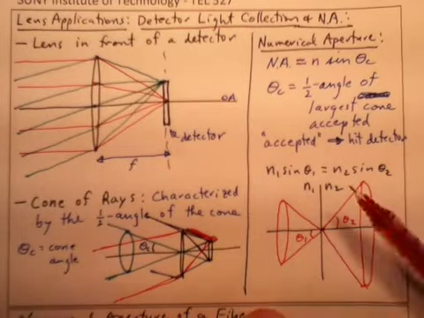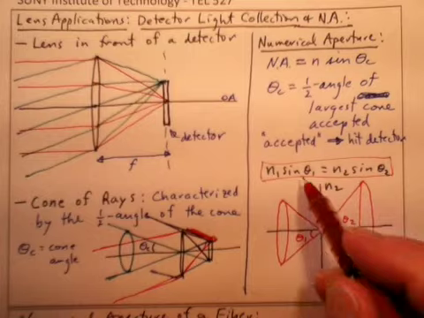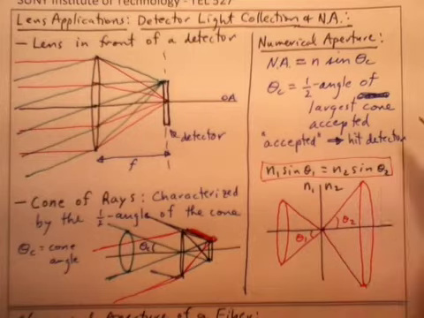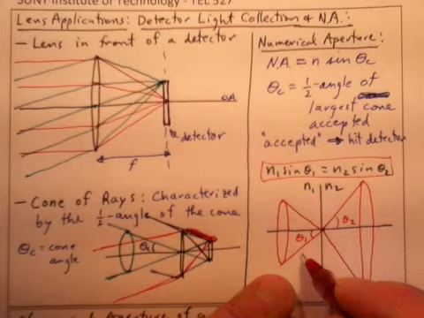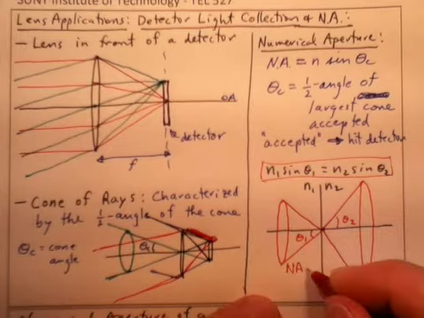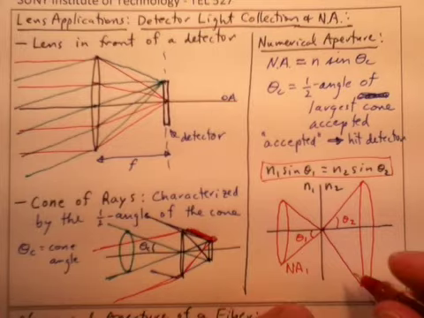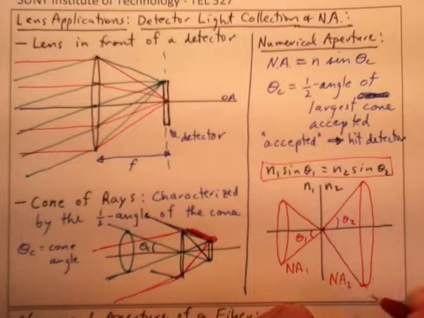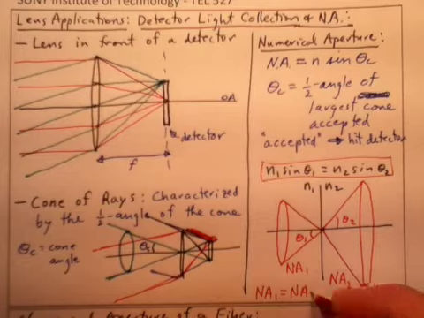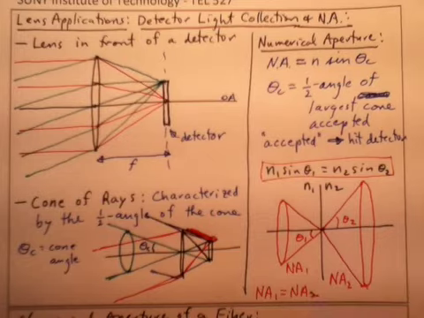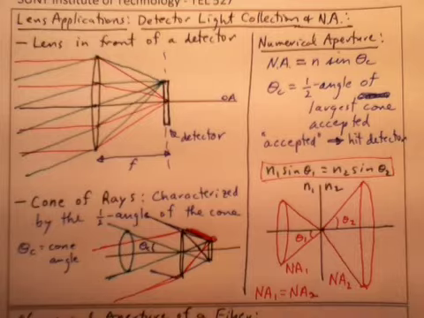But because of Snell's law, N1 sine theta 1 is equal to N2 sine theta 2. In other words, the numerical aperture of this cone is equal to the numerical aperture of this cone. One of your homework problems asks you to show that in some detail, and I want you to go through this geometry and convince yourself that's true.